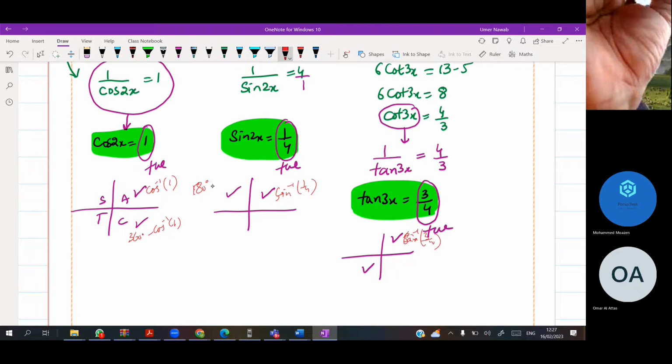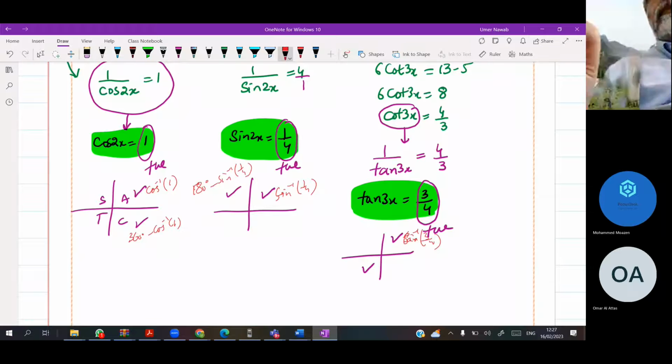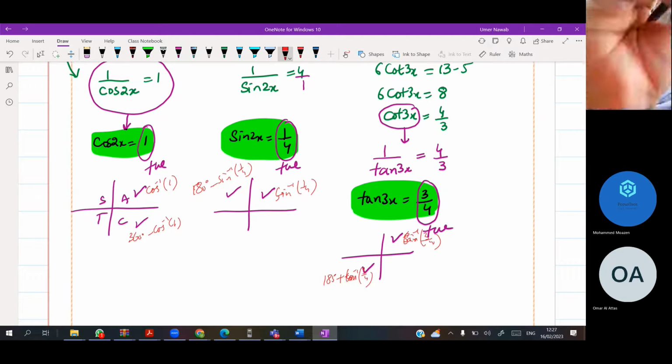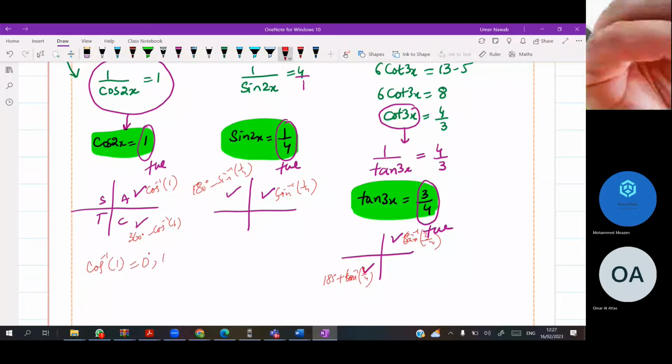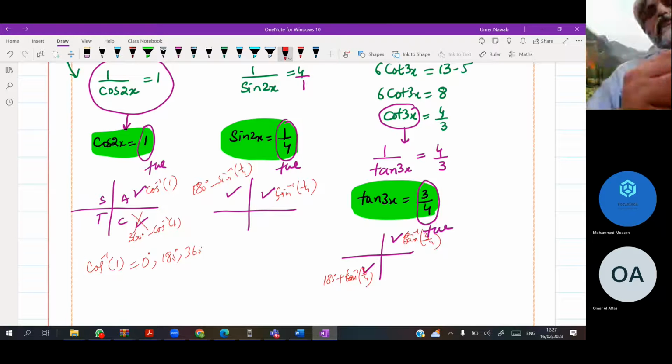And here it is 180 minus inverse sine of 1 over 4. And here is 180 plus inverse tan of 3 over 4. Make sure, inverse cosine of 1 is not in any quadrant, because shift cosine of 1 will give you 0 degrees, 180 degrees, and 360 degrees. You won't find it in any quadrant. So maybe this is a trivial case.